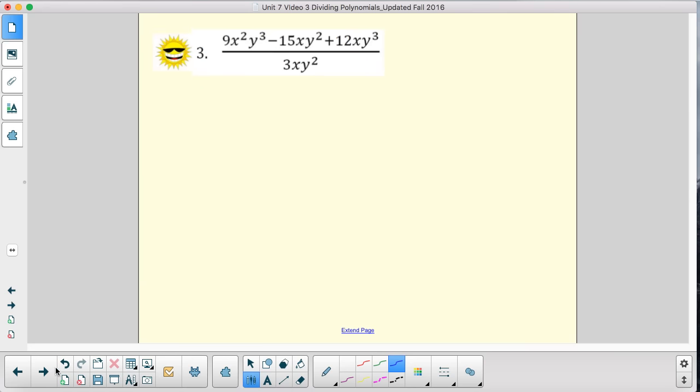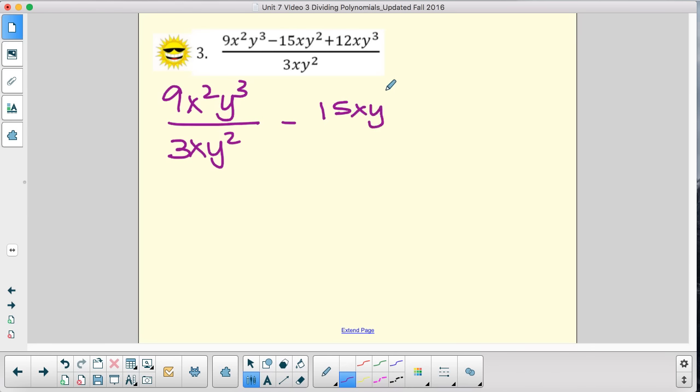Example 3. Now would be a good time to just pause it and then try it on your own and then come back and watch to make sure you did it correctly. So first we would take each term and divide it. So just writing out all the work.